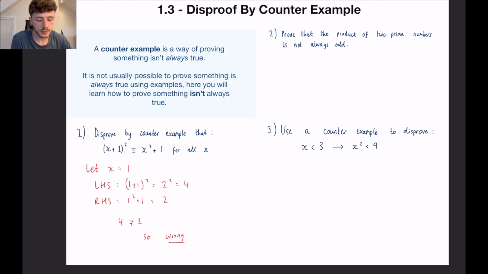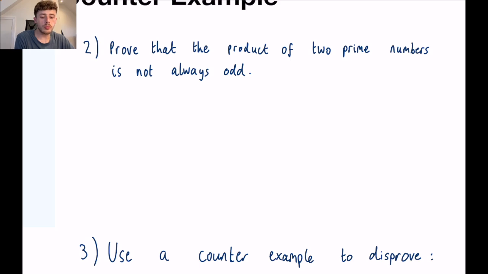Number 2, prove that the product of two prime numbers is not always odd. Now typically prime numbers are almost always odd, and a good thing to remember is odd times odd always equals odd. Look that up, try a load of examples, you will find that is true.